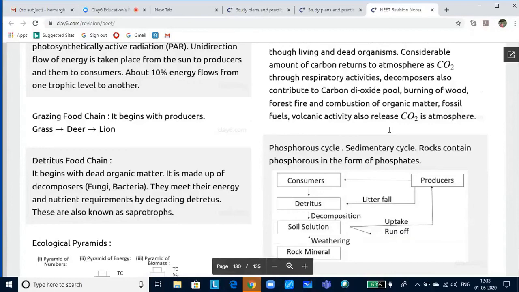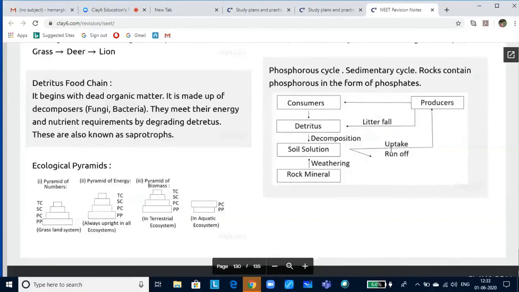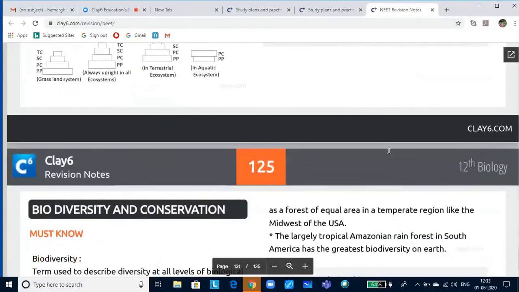Now sedimentary cycle, it exists in the earth's crust, as I said. Now let us look at phosphorus cycle. Here, if you look at the phosphorus cycle, what happens? Producers to consumers to detritus. On decomposition, they get into the soil solution. Rock minerals also on weathering will add on to the soil. From the soil, it is taken up by the producers, and there is also runoff. So this is the phosphorus cycle.